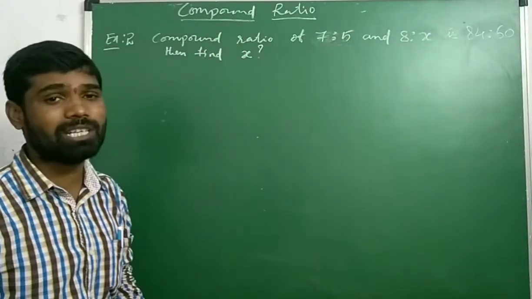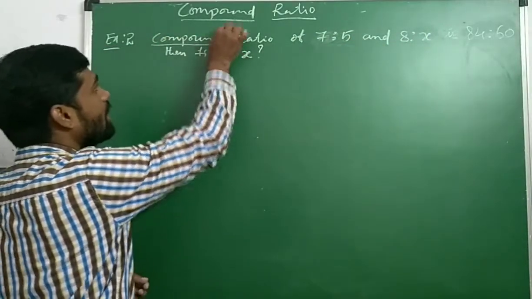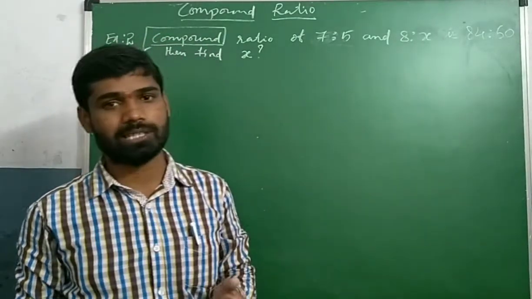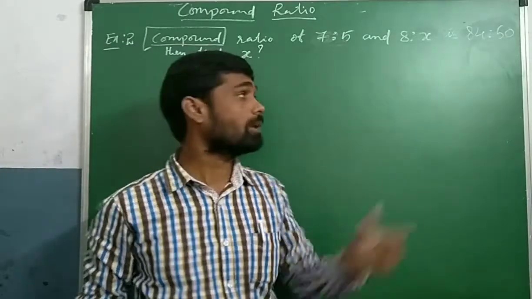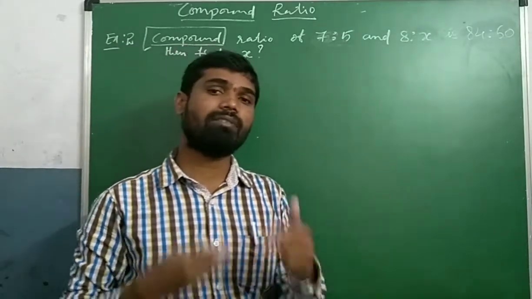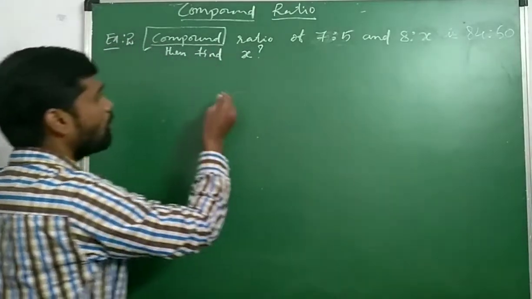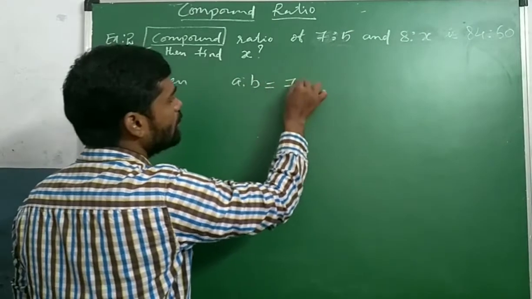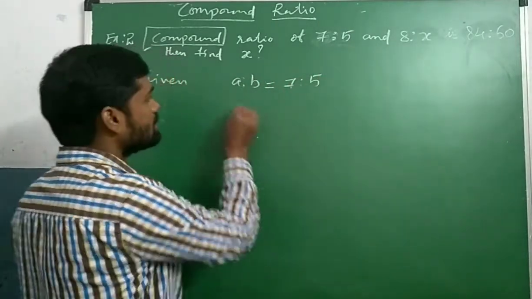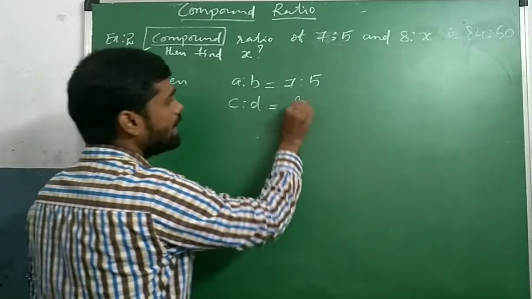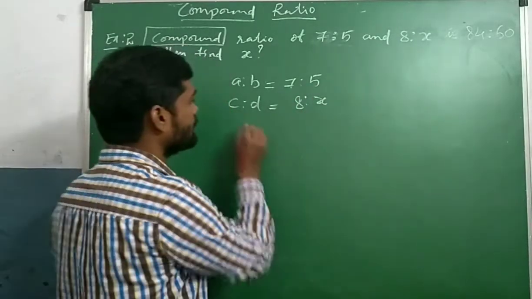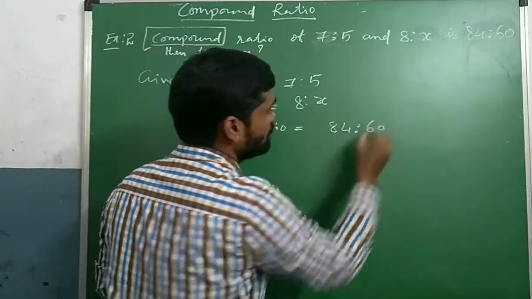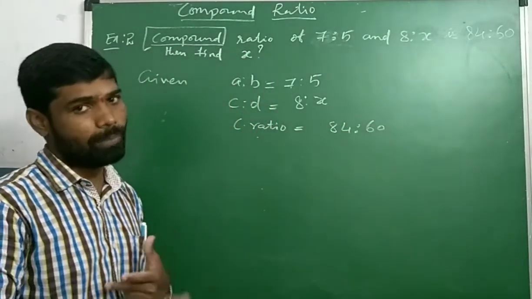So what is the concept? Simply concentrate on the compound ratio. What is a compound ratio? For two ratios, the compound ratio is AC by BD. If you understand that one concept, you can solve any kind of problem, however the question is asked. Let us see what the two ratios are. One is A is to B equal to 7:5 and the second ratio C is to D is 8:x. Now the compound ratio is given as 84:60.